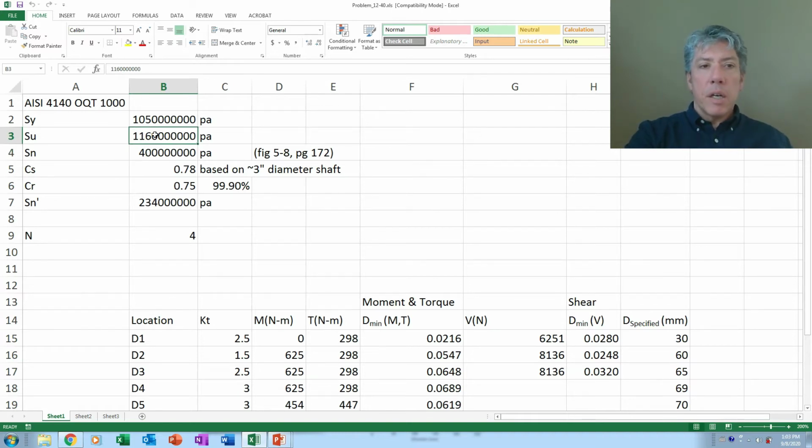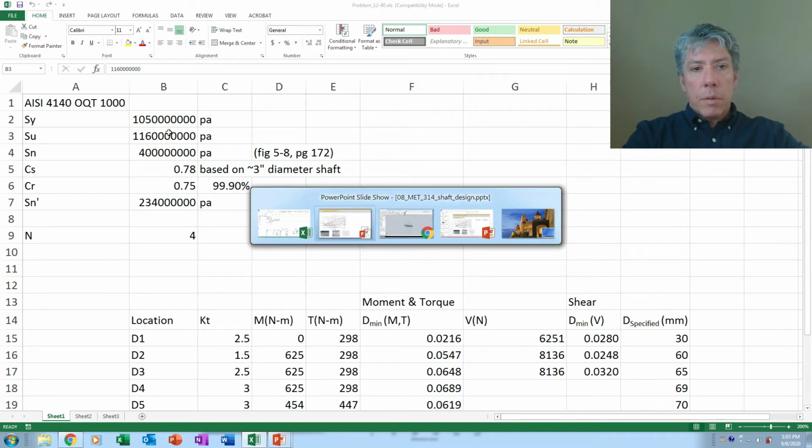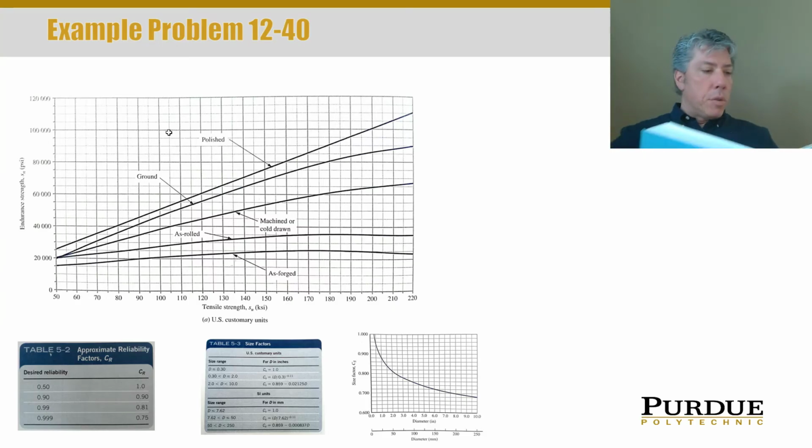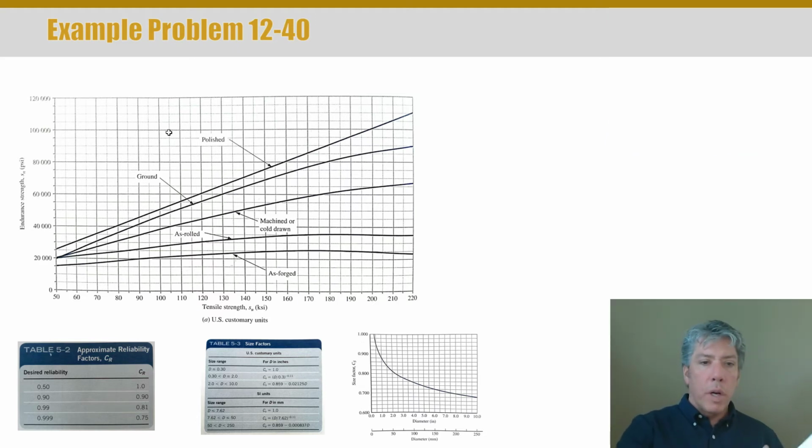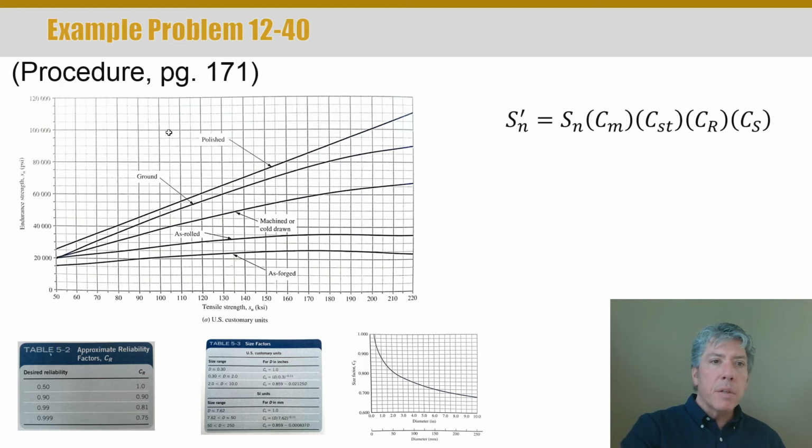Well, it's based on the ultimate strength. So I went ahead, and while I was there getting the yield strength, I read off the ultimate strength. And then what you can do is go into chapter 5, and in particular go to page 172. I've got a note about that here somewhere. There it is. There's a procedure on page 171, but 172 is where you need to be right now to see this particular diagram, the one in the upper left hand corner of the slides.